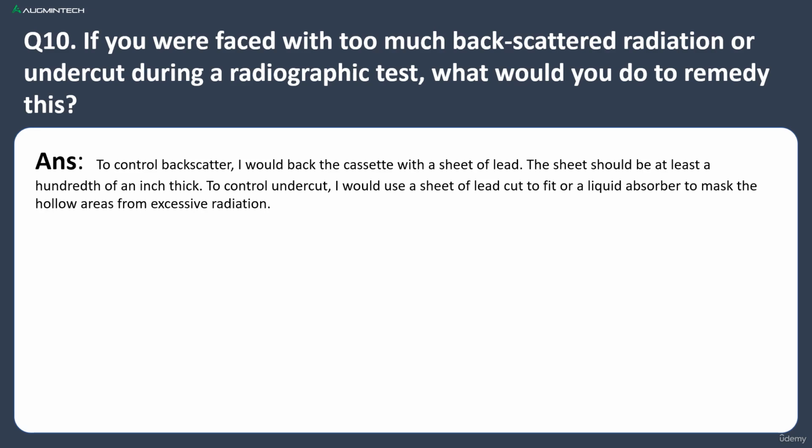Undercut happens when hollow areas in the tested object cause abrupt darkening of the radiograph. We want to control this because it can lead to blurring at the point of transition between solid and hollow areas.